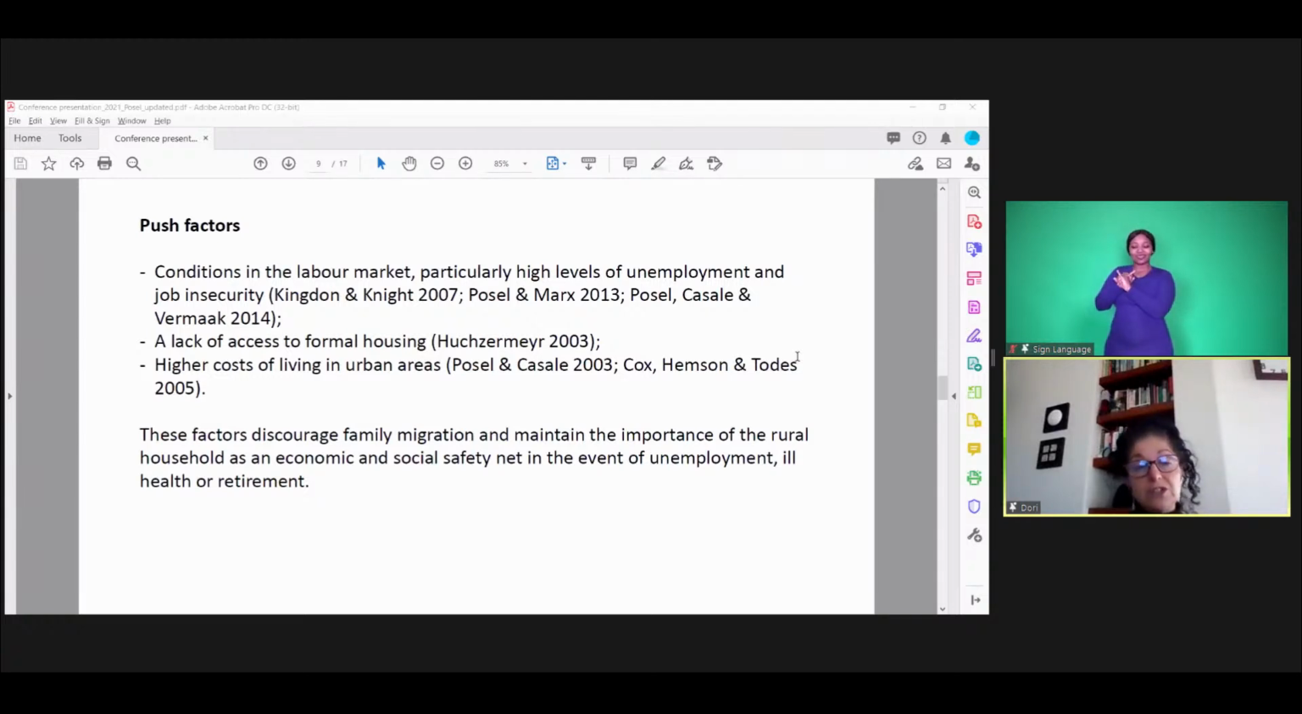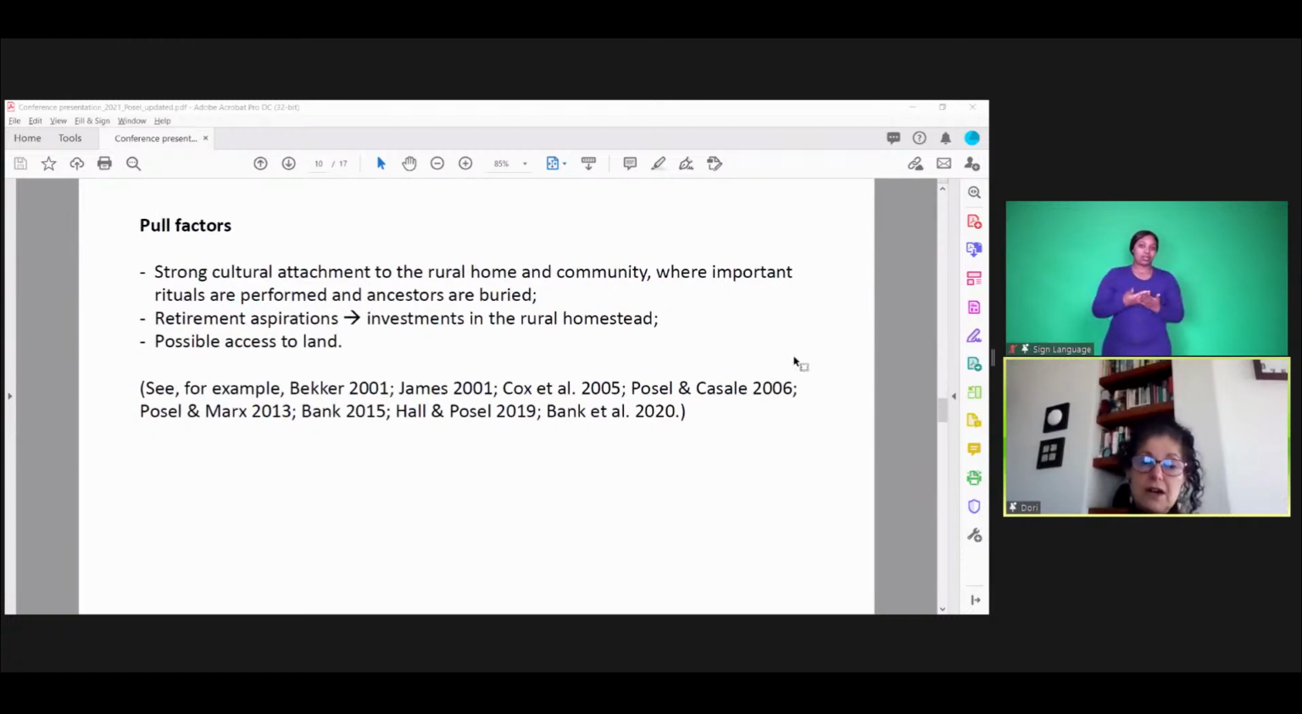Push factors include conditions in the labor market, particularly high levels of unemployment and job insecurity, a lack of access to formal housing, and higher costs of living in urban areas. All these factors discourage family migration and maintain the importance of the rural household as an economic and social safety net in the event of unemployment, ill health, or retirement. Pull factors include strong cultural attachment to the rural home and community, where important rituals continue to be performed and where ancestors are buried, retirement aspirations, which may lead to investments in the rural homestead, and possible access to land.